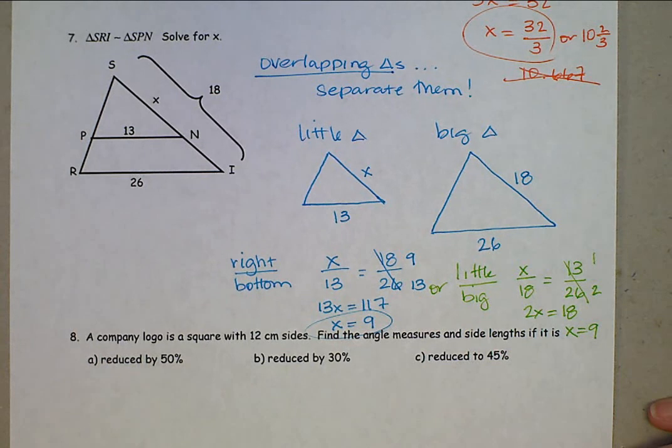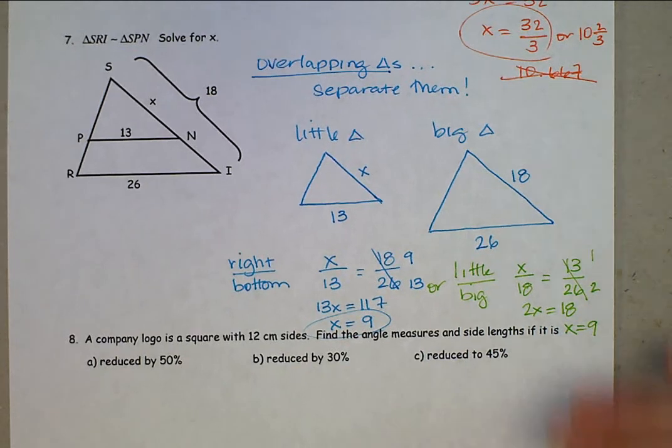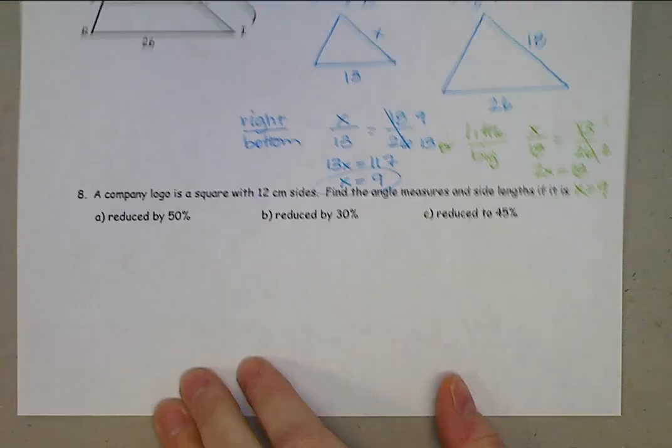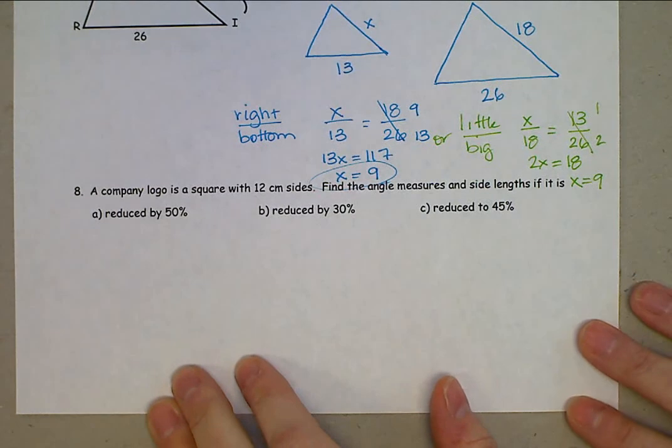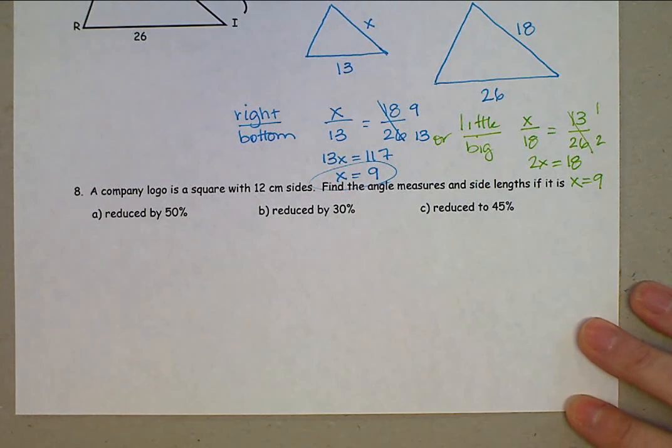Okay, a couple more here. Really just one problem, 3 parts. Alright, number 8 says, a company logo is a square with 12 centimeter sides. Find the angle measures and side lengths if it is A, reduced by 50%, B, reduced by 30%, and C, reduced to 45%. So we need to talk about these things.